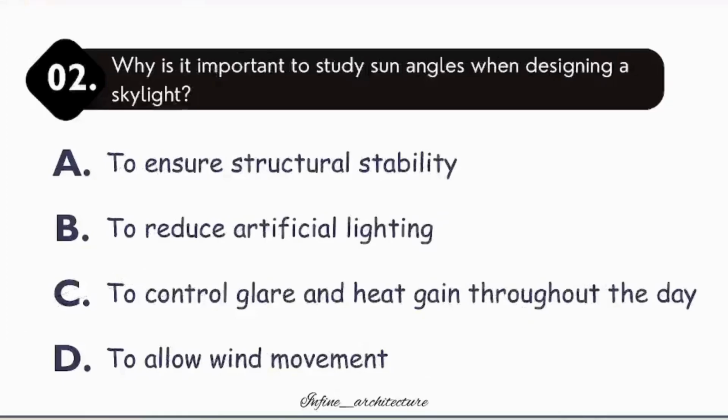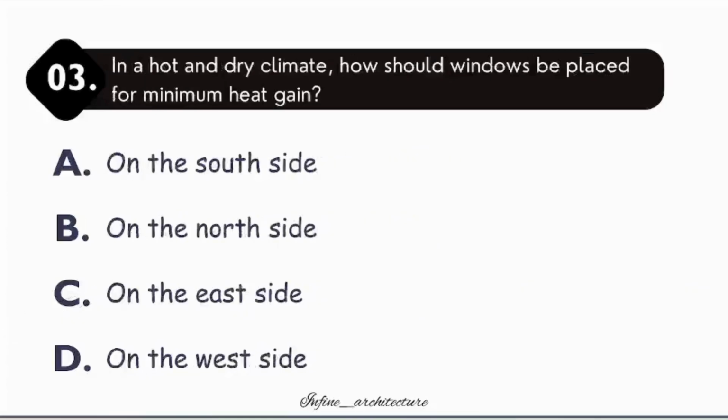Question 2, why is it important to study sun angles when designing a skylight? The options are: to ensure structural stability, to reduce artificial lighting, to control glare and heat gain throughout the day, to allow wind movement. So the right answer will be option number C, to control glare and heat gain throughout the day. Moving on to our next question, question number 3.